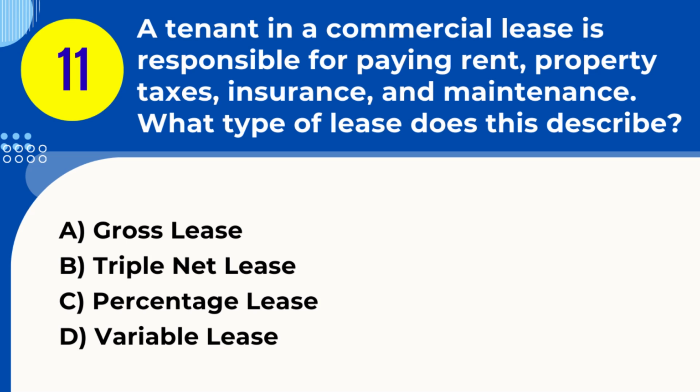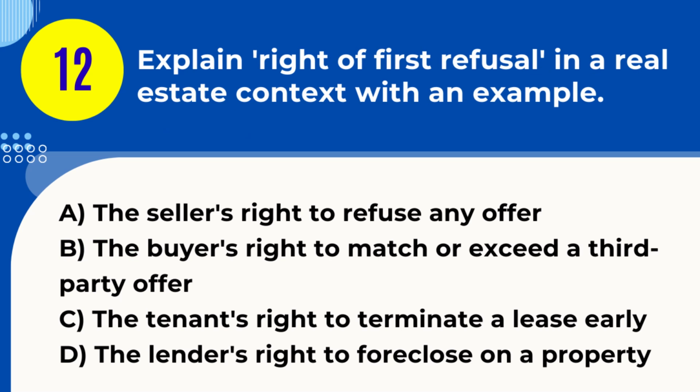Answer: B. Triple net lease. Explanation: in a triple net lease, the tenant is responsible for rent and additional expenses like property taxes, insurance, and maintenance costs. Question 12. Explain right of first refusal in a real estate context with an example.